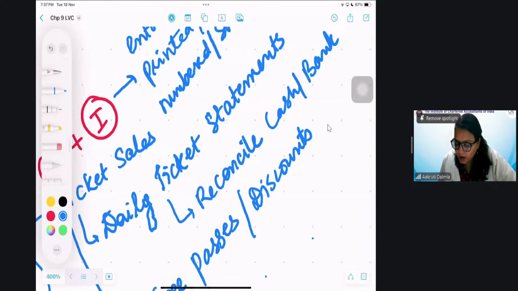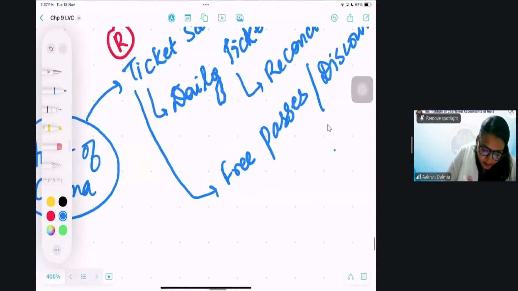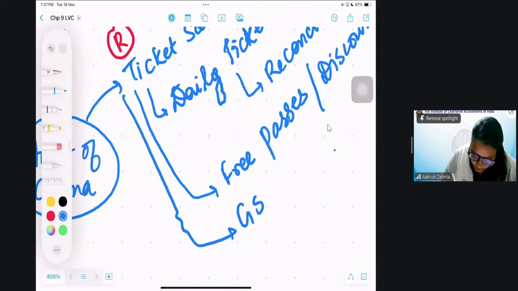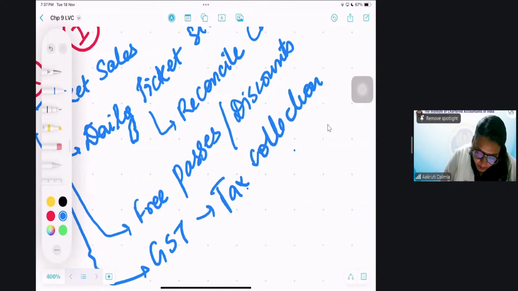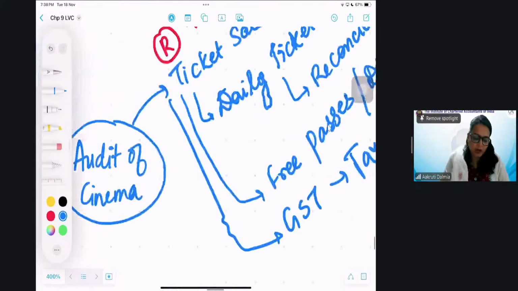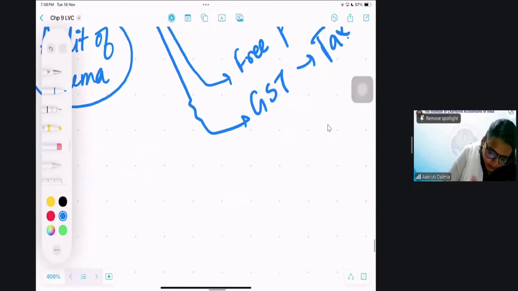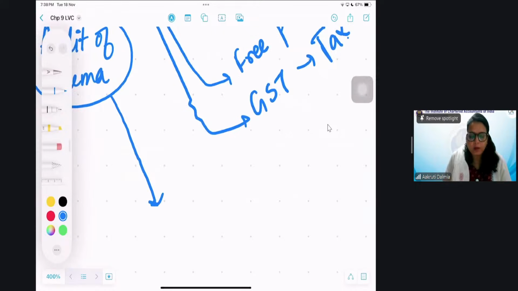Now, what is another thing about tickets? They usually have GST. So tax collection should be at the correct rate. That should be there on all the tickets. On all the tickets, there should be proper GST collection. Now tell me another R. What is another source of income? Another source of receipt for a cinema theater? Quickly tell me.